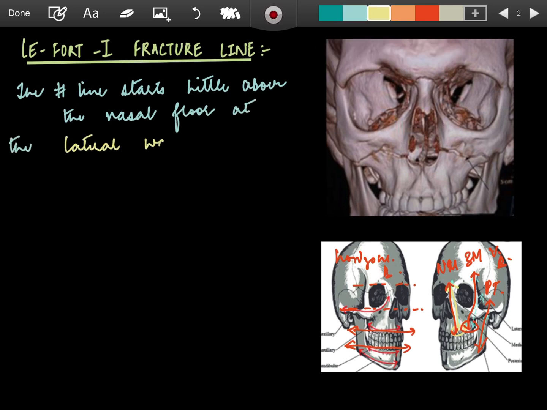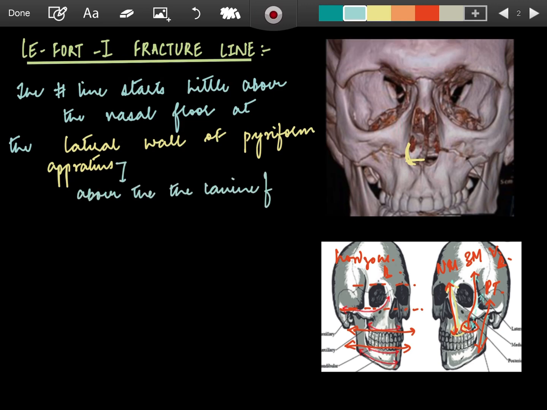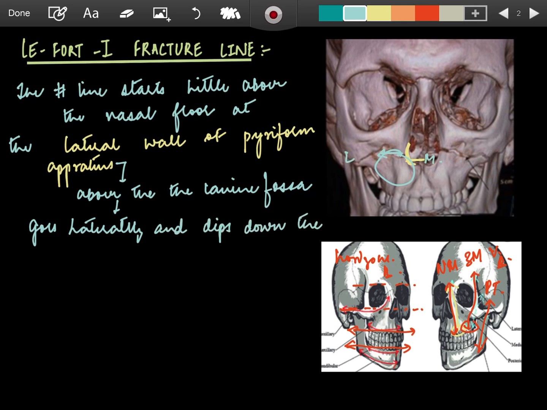lateral wall of the pyriform apparatus. You can see in the skull, this is the lateral wall of the pyriform apparatus, and above it goes laterally above the canine fossa. So this is the canine fossa. So it goes laterally and then it dips down the, which buttress? Zygomaticomaxillary buttress. It goes posteriorly.